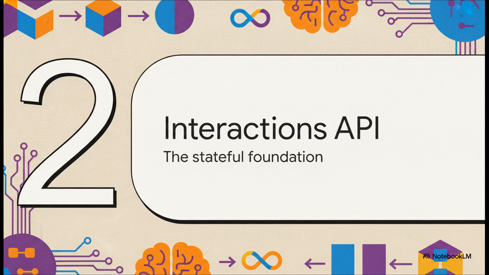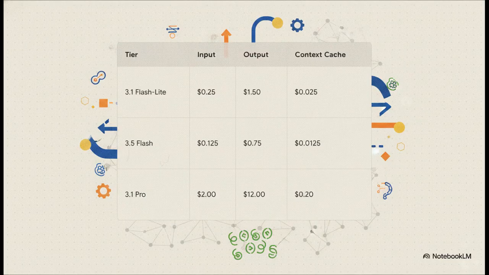Enter the Interactions API, the stateful foundation. This new API is the foundation that completely replaces that amnesiac architecture we were just talking about. And the hero mechanism here? It's literally just a simple parameter called previous_interaction ID. That's it. When you send your next prompt, you pass this ID, and Google automatically retrieves the historical context server-side.